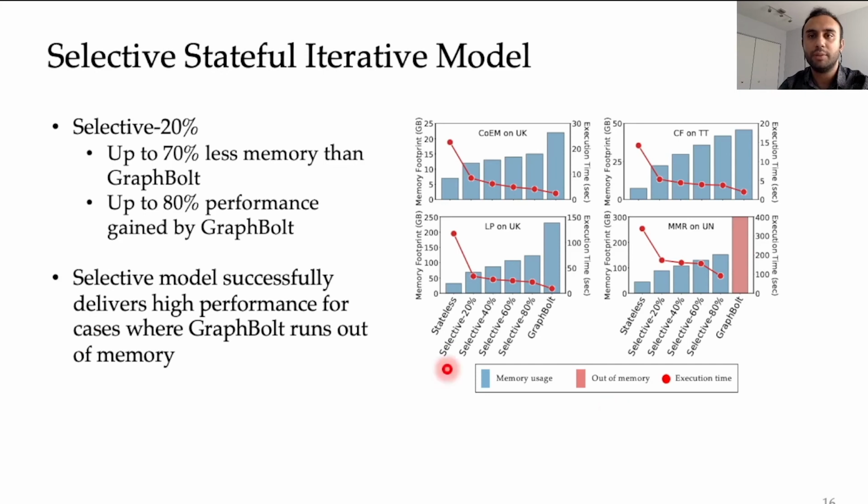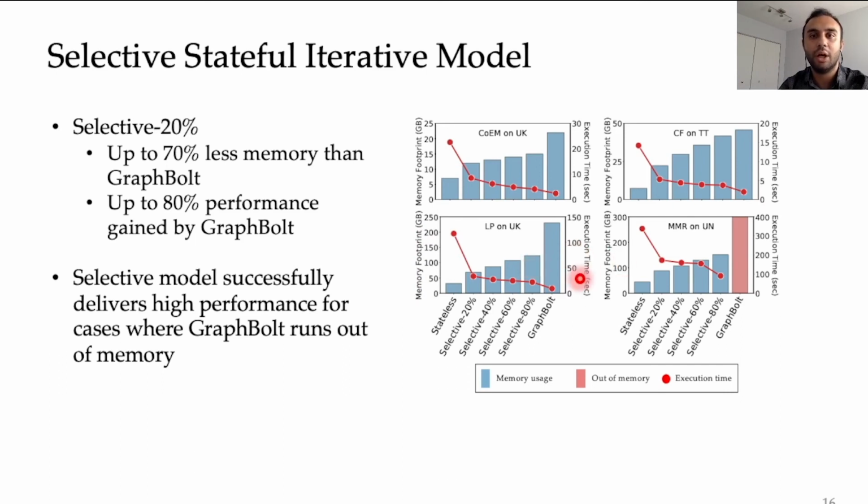Here I am showing the performance of our Selective Stateful Iterative Model. On the x-axis, we have our selective model where the percentage of vertices whose intermediate state is tracked is varied from 20 to 80%. And then we have GraphBolt on the right, which tracks the entire intermediate state, and the stateless execution on the left. The bars indicate the memory consumption in gigabytes, shown on the left axis. So lower is better here. And the points in red indicate the execution times in seconds, shown on the right axis.